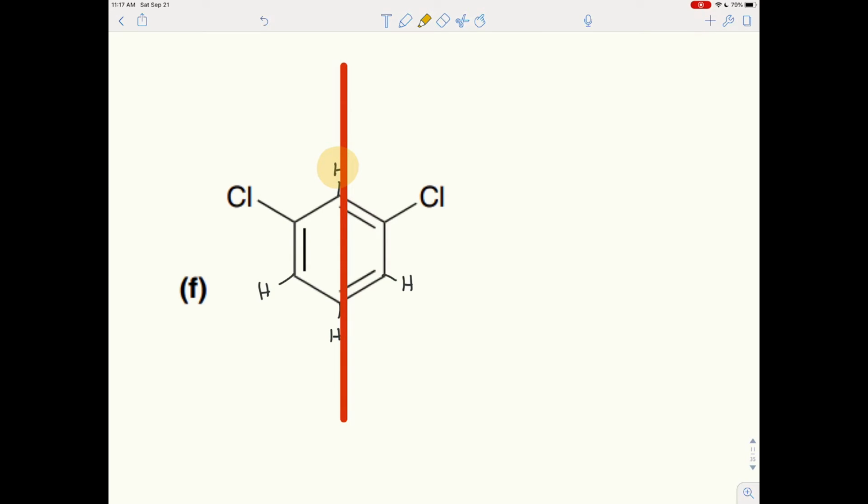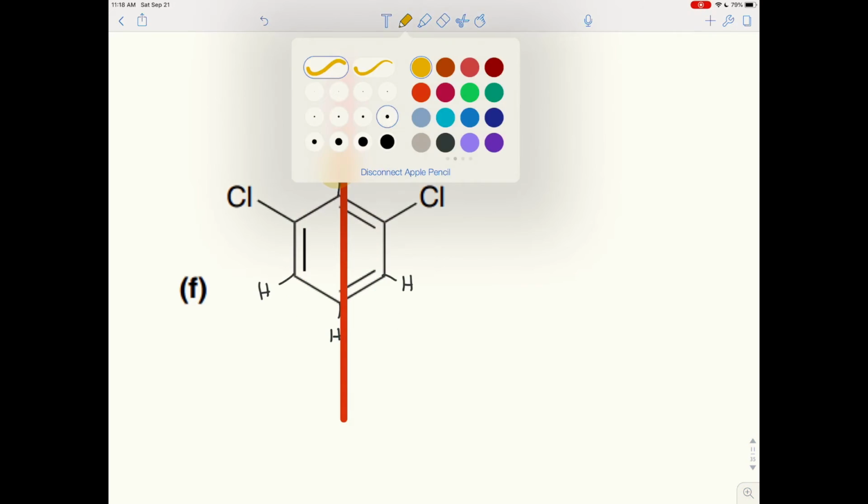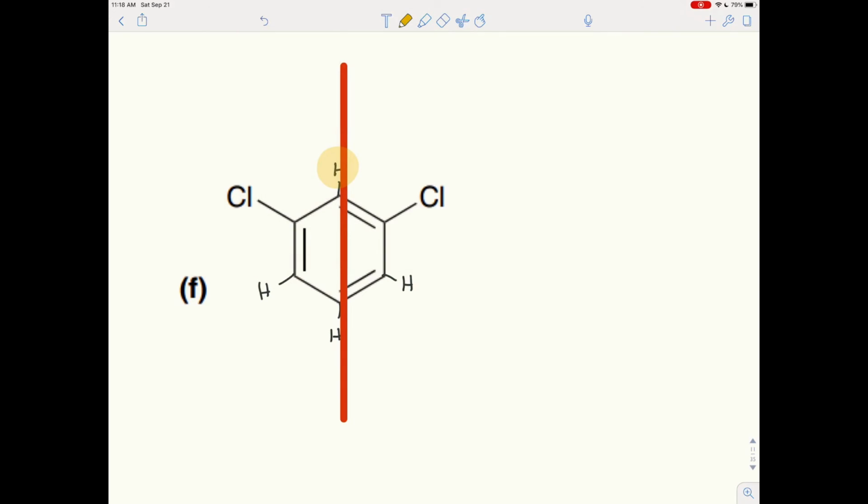So that hydrogen at the very top, that hydrogen is in a unique electronic environment. It's got chlorine on the left, chlorine on the right, whole molecule at the bottom, nothing at the top, surrounded by a unique amount of electrons because of that.